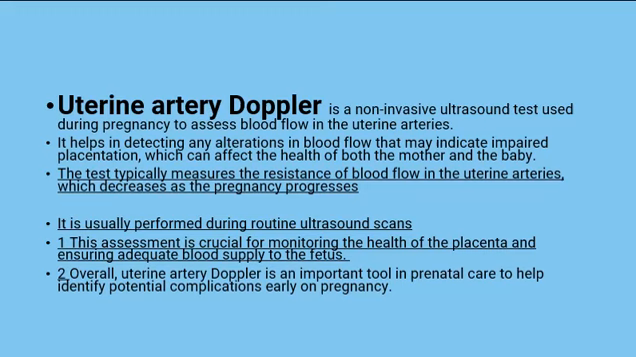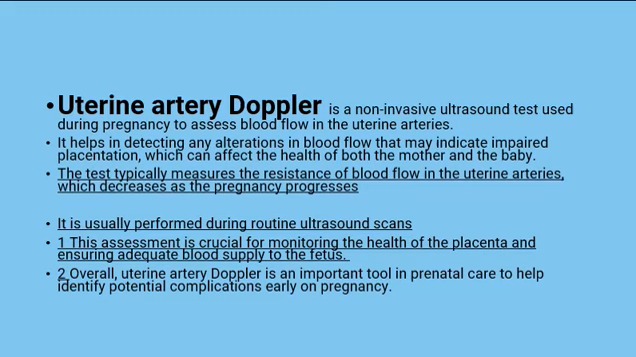The test typically measures the resistance of blood flow in the uterine arteries, which decreases as the pregnancy progresses. It is usually performed during routine ultrasound scans. This assessment is crucial for monitoring the health of the placenta and ensuring adequate blood supply to the fetus. Overall, uterine artery Doppler is an important tool in prenatal care to help identify potential complications early in pregnancy.